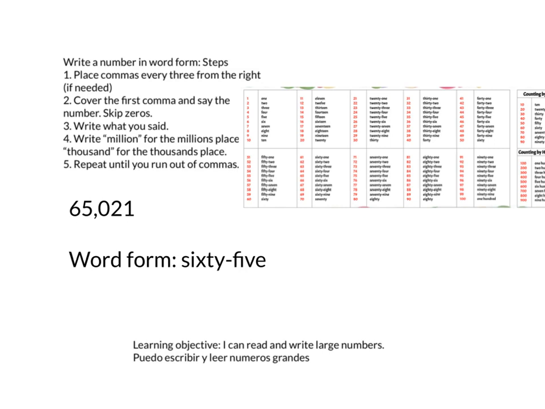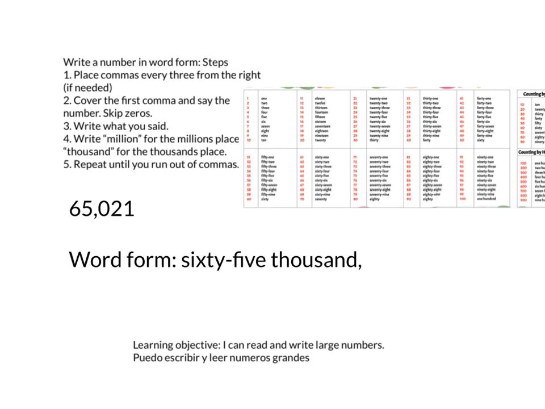So we wrote what we said. Write million for the millions place, thousands for the thousands place. Ones, tens, hundreds, thousands. Okay, we are in the thousands place, so let's use that. 65,000. Let's put a comma where the comma was in the number. Repeat until you run out of commas.